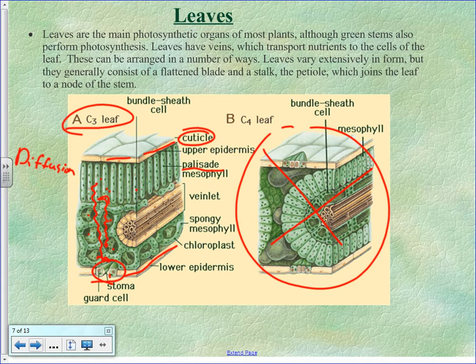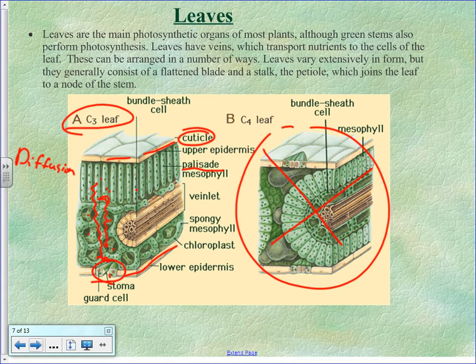The second reason is there's no room for the water to move here. It needs the spongy layer there with the air spaces for water vapor, carbon dioxide, and oxygen to move effectively through. That wouldn't work nearly as well on top of tightly packed cells. So most of the stomates are on the bottom of the leaf, because it's again another way for the plant to conserve water.